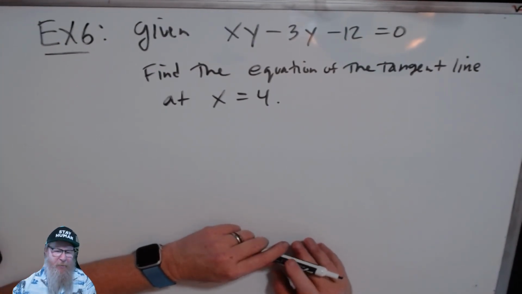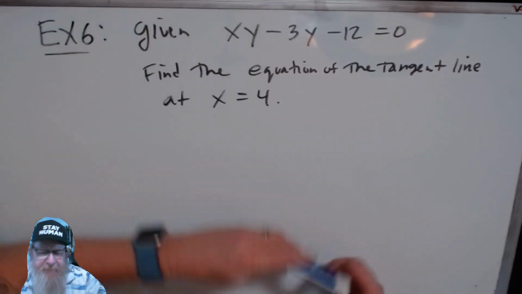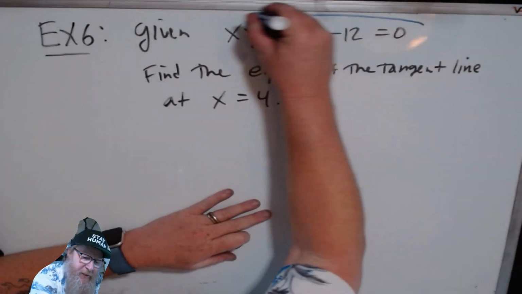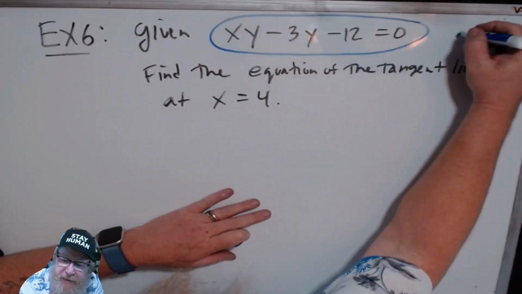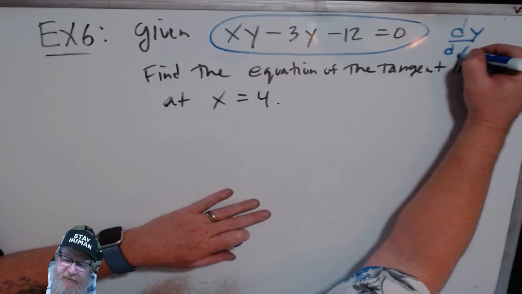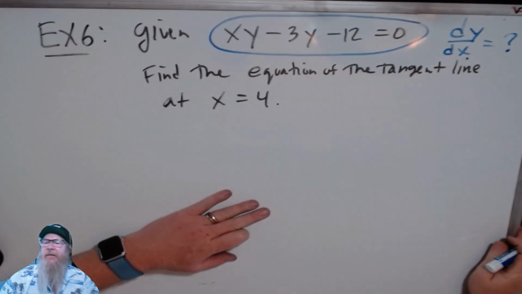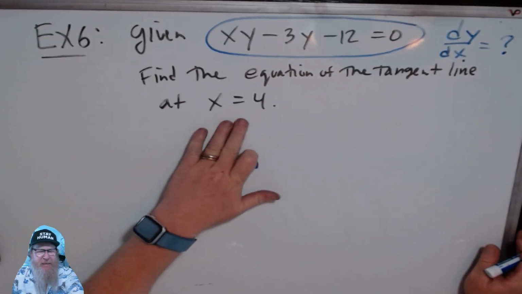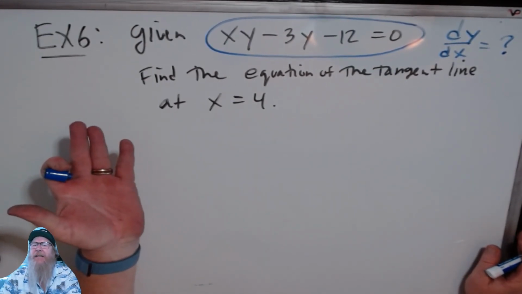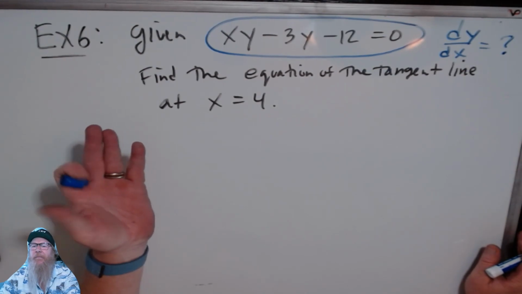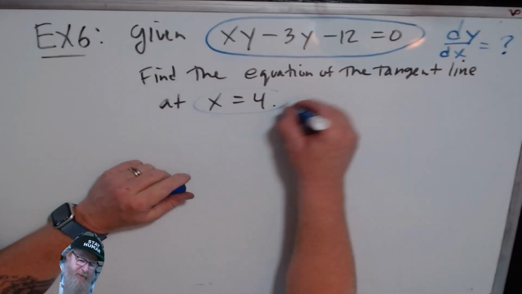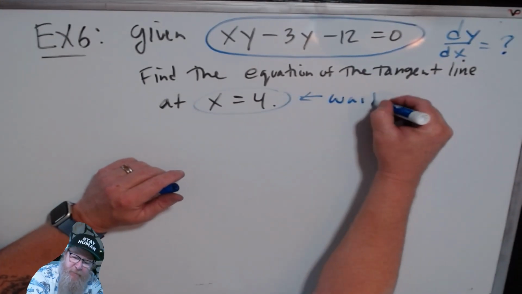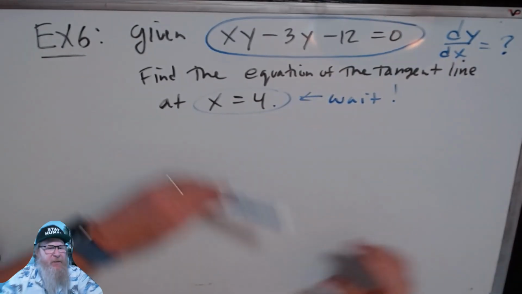All right, so we got a lot of work to do today in this example. First thing we have in terms of x and y, so we need to find dy dx. Right, that's our first step. That'll be our slope. Then we need to find the equation of the tangent line once we found the slope. So we'll go ahead and wait on this. We don't need to do that right away.